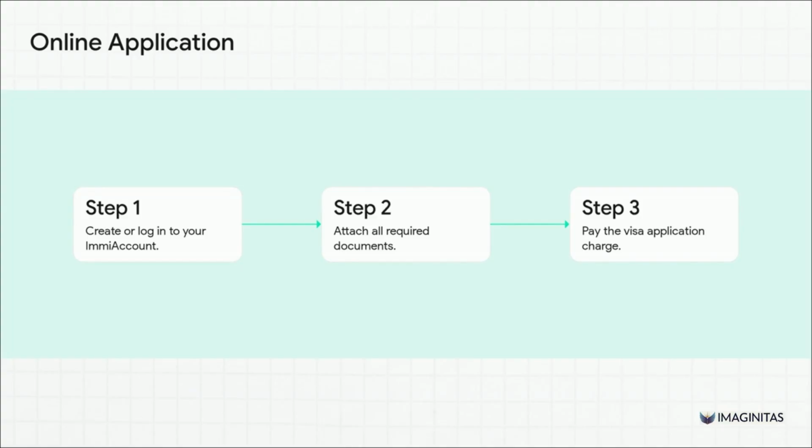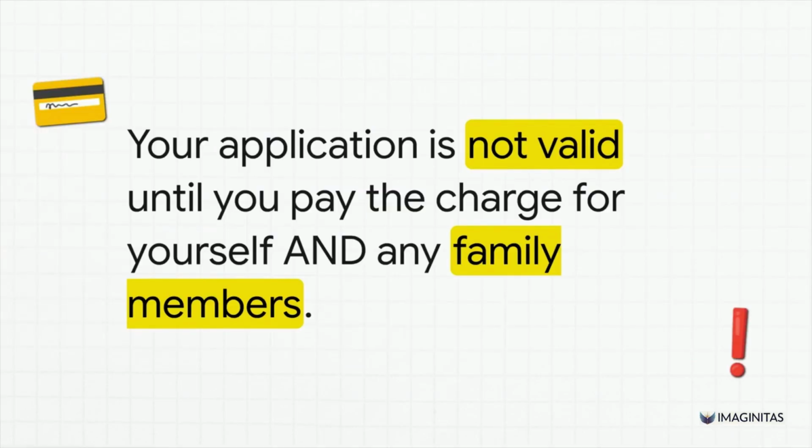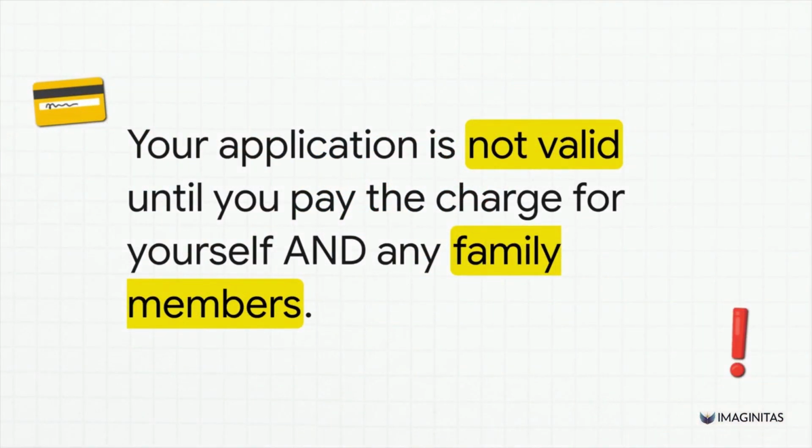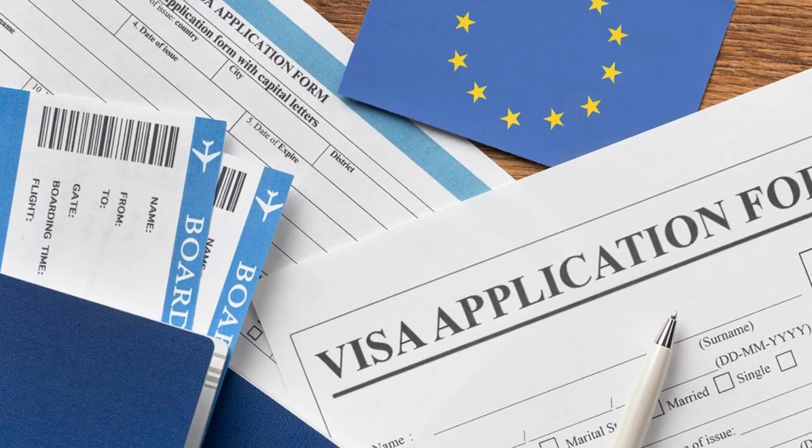Sounds simple, right? Well, that last step is the one that makes it all official. And you really have to get this. Your application doesn't even exist in the system until that payment goes through. It's not just for you either. If you're including your family, you have to pay for everyone all at once. Only after that payment is complete is your application officially considered lodged.